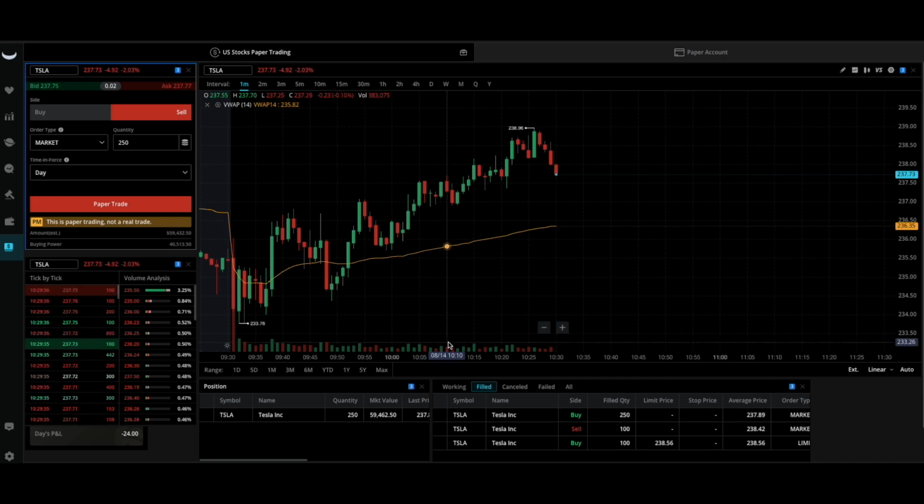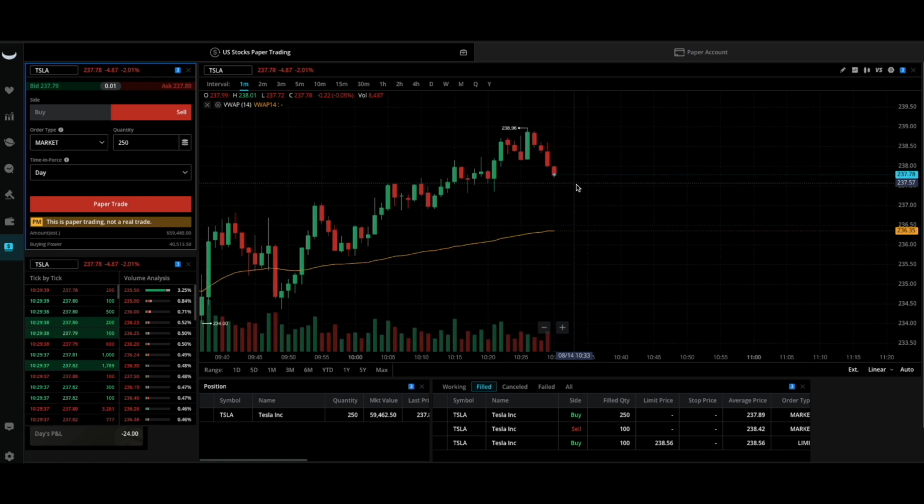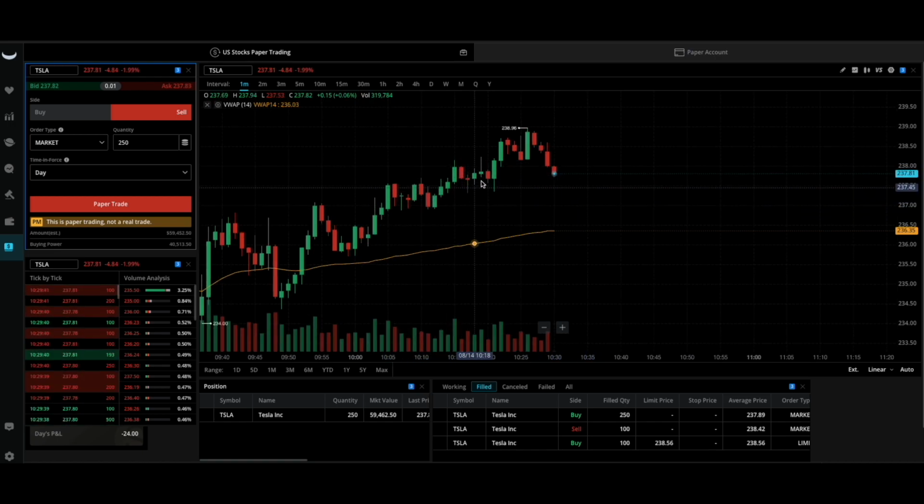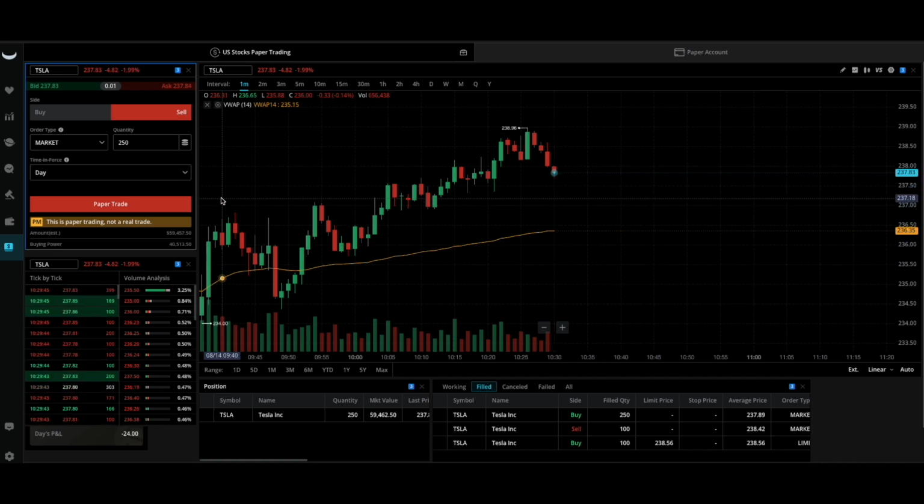But it looks like this thing continues to sell off. But this allows you to look at the chart, try to analyze it, and try to understand how you're making your trades.